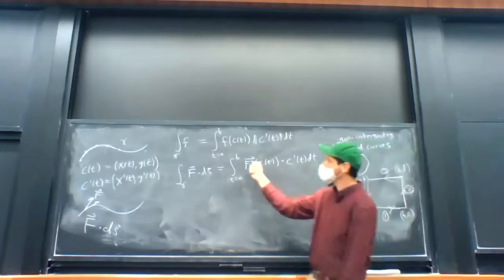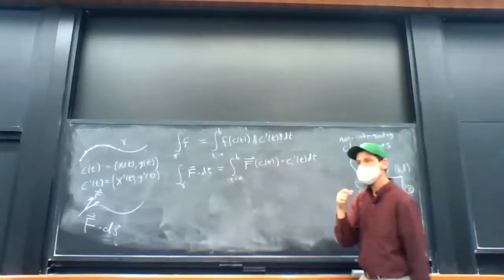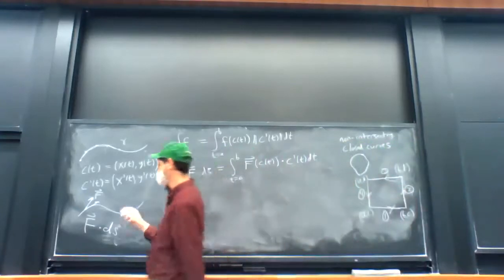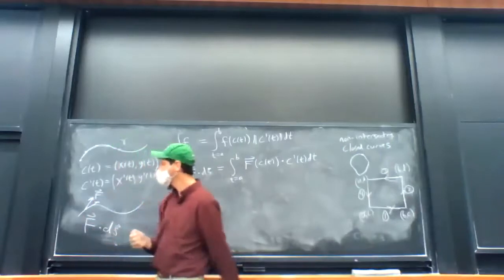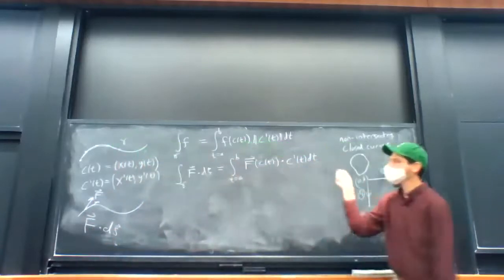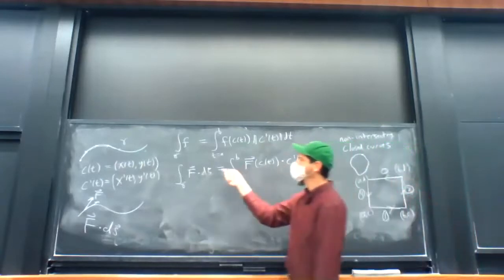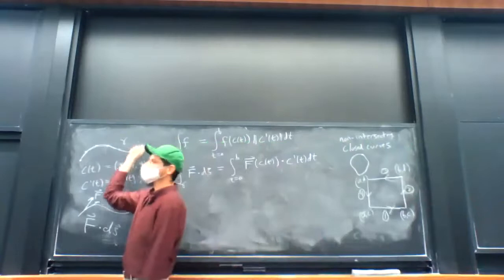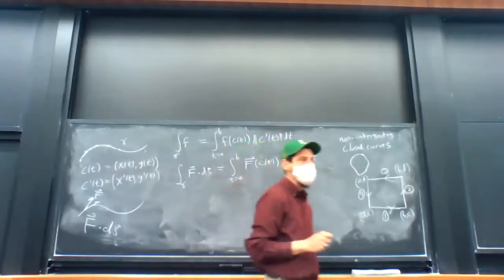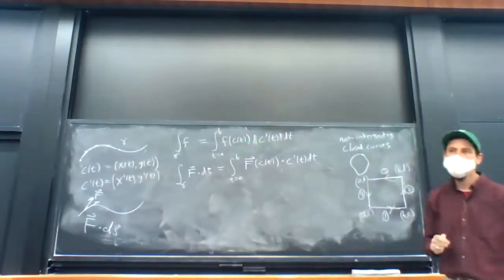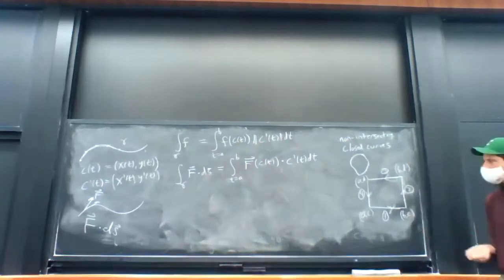Now, when you're looking at integrals like this, I have some physical curve gamma in space. And I want to show that the integral doesn't depend on how I parameterize the curve. That if I choose a different parameterization that matches this physically in space, I get the same value. And it's just a calculation you need to do.